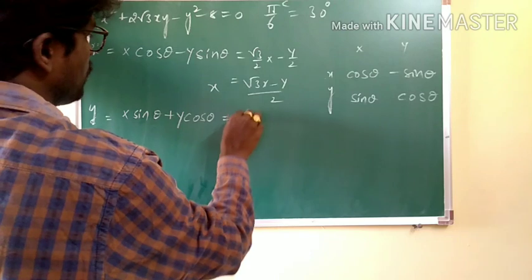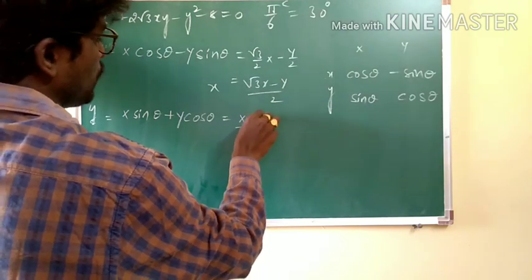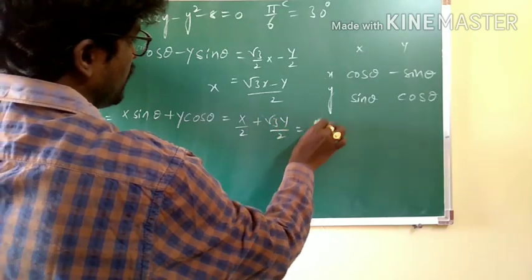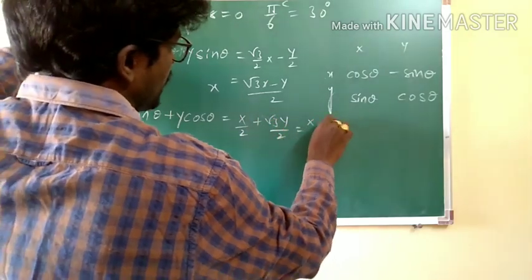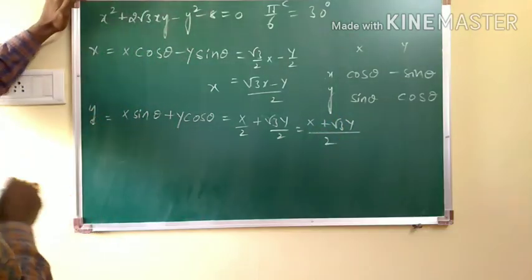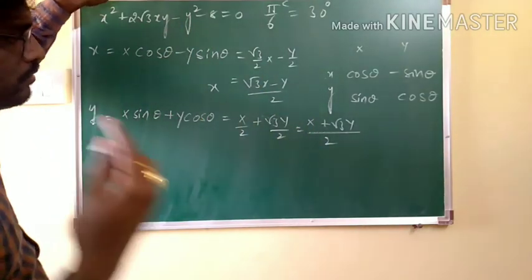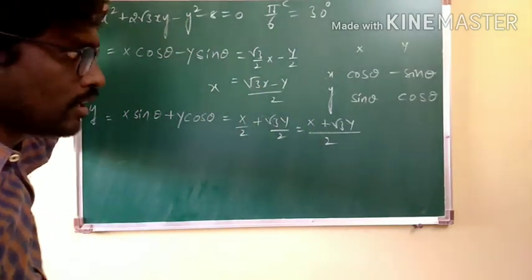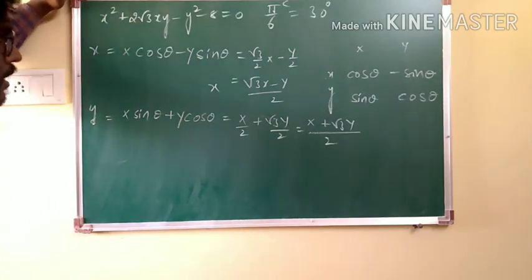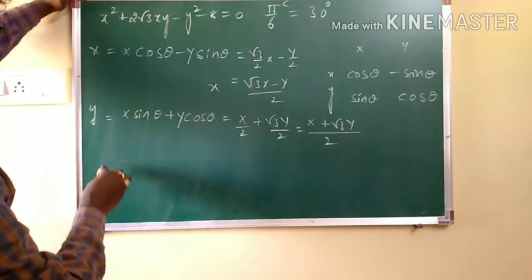Yeah, we'll be putting as usual sin 30. What is sin 30? 1 by 2, plus cos 30, root 3 by 2. So root 3 y by 2. So you will be getting here x plus root 3 y by 2. This is y. So this x and y we are supposed to substitute in the equation, so that we will be obtaining the result in terms of capital X and capital Y. So in the calculations you must be very careful, because you will be getting some complicated expressions here.